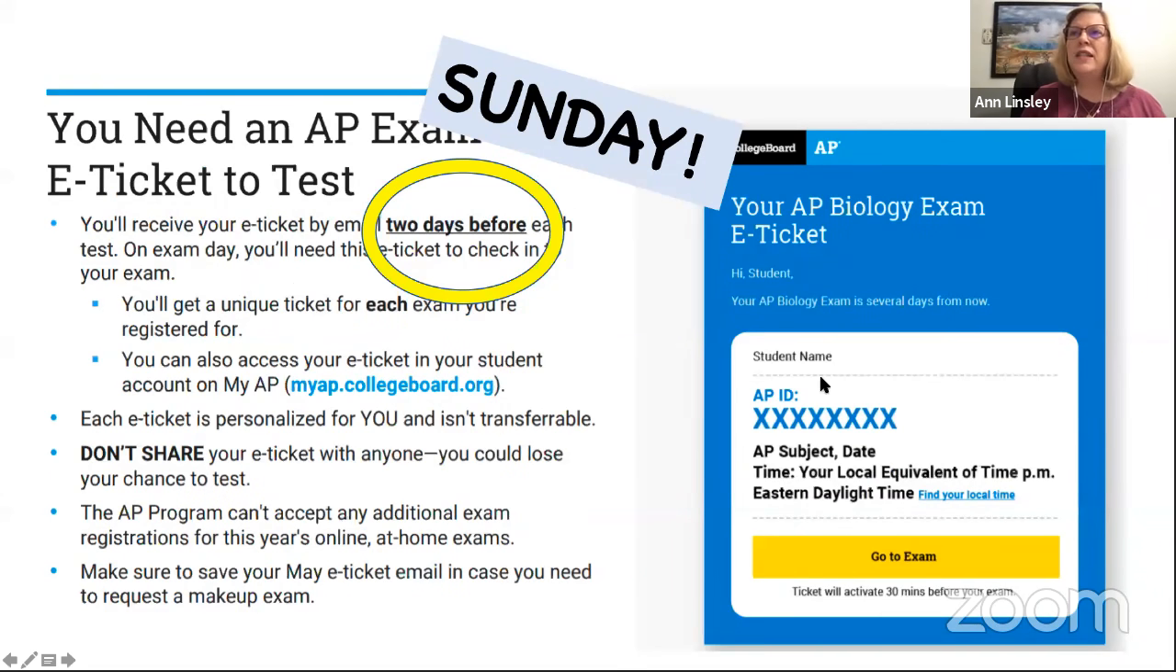All right, on Sunday is 2 days before we take the exam. And on Sunday, you should be receiving your e-ticket for your Tuesday exams. Now, if you have an exam on Monday, you get it on Saturday. So log into your email, look for it to arrive. If it doesn't arrive by Monday, instead of freaking out, I would go to your myap.collegeboard.org site and make sure you can see your ticket right there and bookmark it, do whatever you need to do to make sure you can access it 30 minutes before we start on Tuesday.